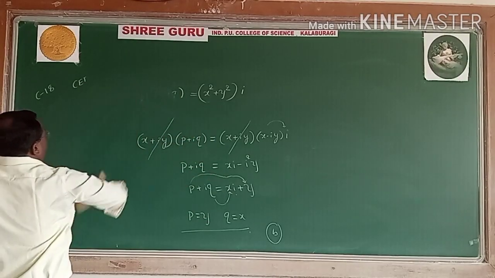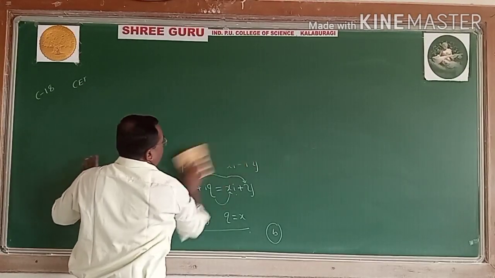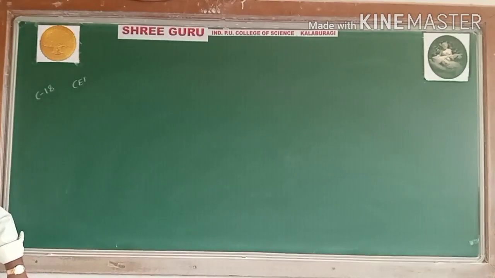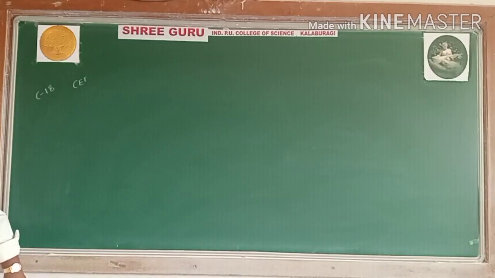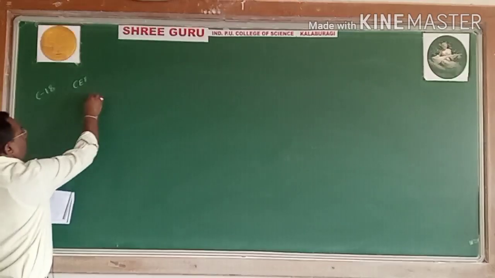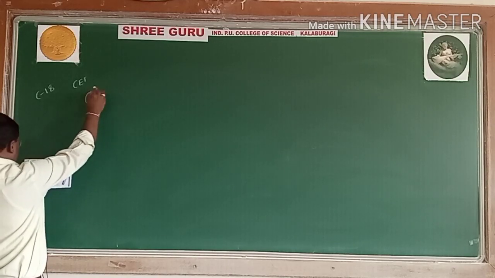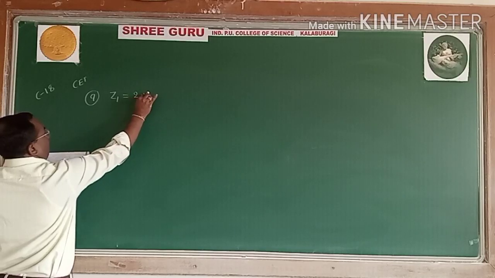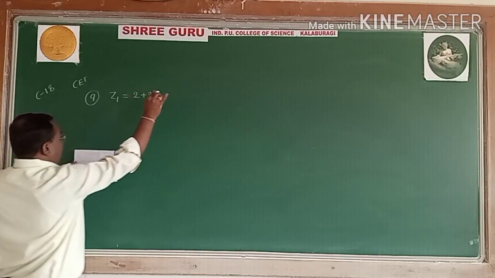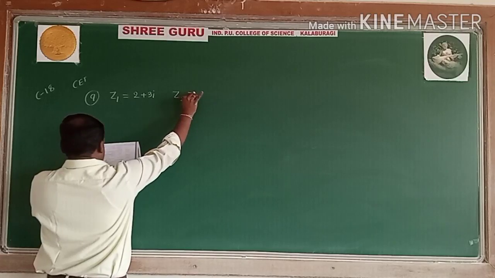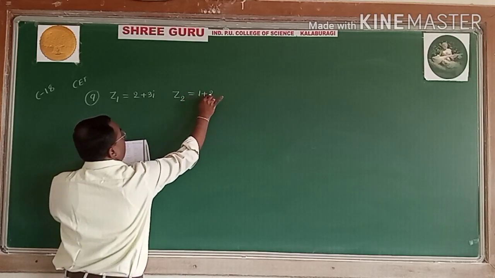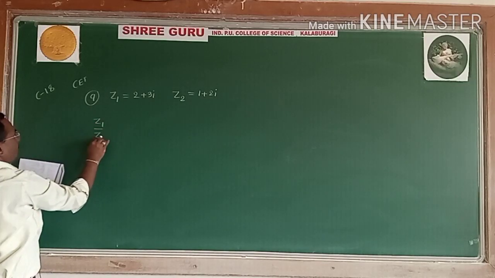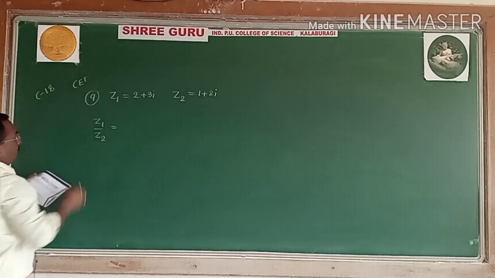Next, example number 9. z1 is equal to 2 plus 3i and z2 is equal to 1 plus 2i. z1 by z2 is equal to what?